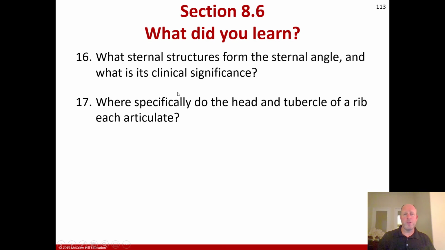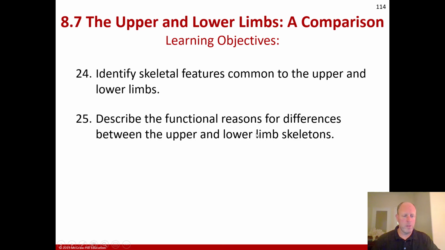You should be able to answer these questions with the rib cage and the sternal structures here. What sternal structures form the sternal angle and what is its clinical significance, and where specifically do the head and the tubercle of a rib each articulate? And that is section 8.5 into 8.6. We'll come back with 8.7, talking about upper and lower limbs shortly.